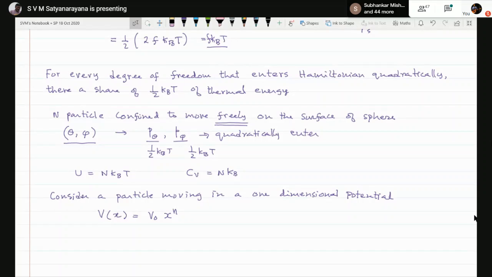This is not a quadratic potential because your Hamiltonian, for this one-dimensional problem, is p squared by 2m plus V naught times x to the power n. So here p enters quadratically, but x does not enter quadratically. Now if you take x times dou H by dou x, and take the average of this quantity, according to our result, that should be equal to kBT. Correct? So now what happens?